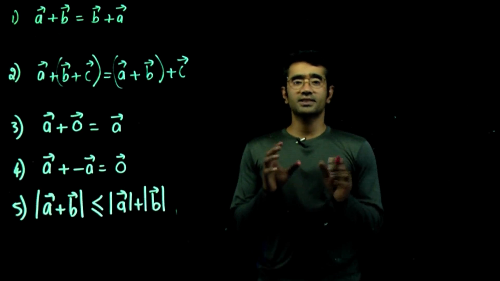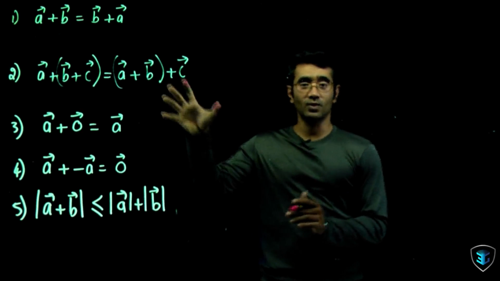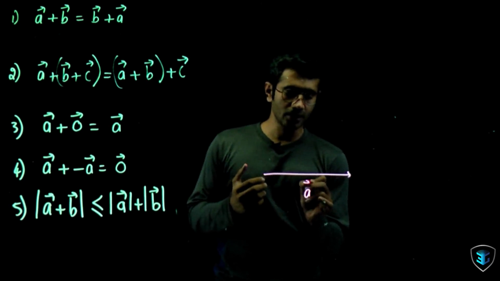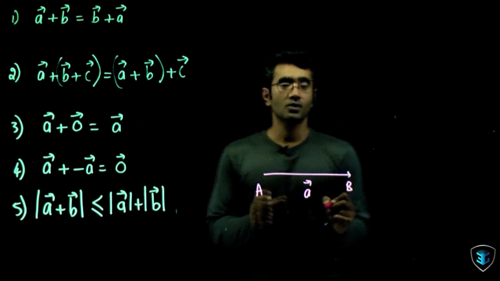Hey guys, let's talk about simple properties of vector addition. We say that vector addition is commutative. What exactly is it? Let's say that we have a vector A. So that's vector A for me. And let's suppose I walk from here to here. Let me name it to be A and B. All right, that's vector A.